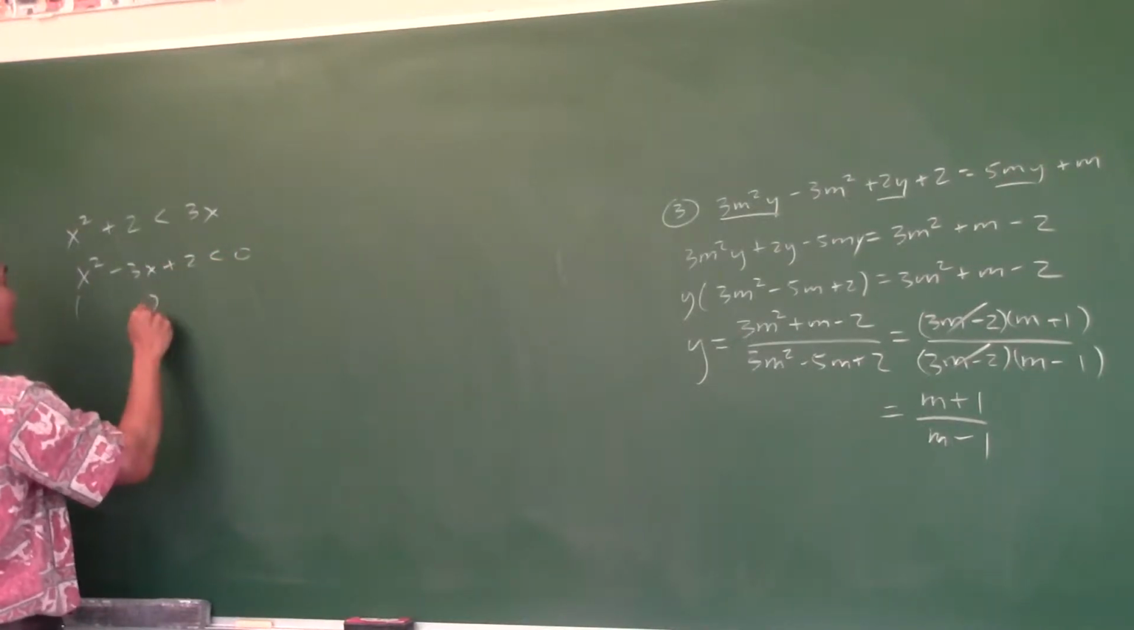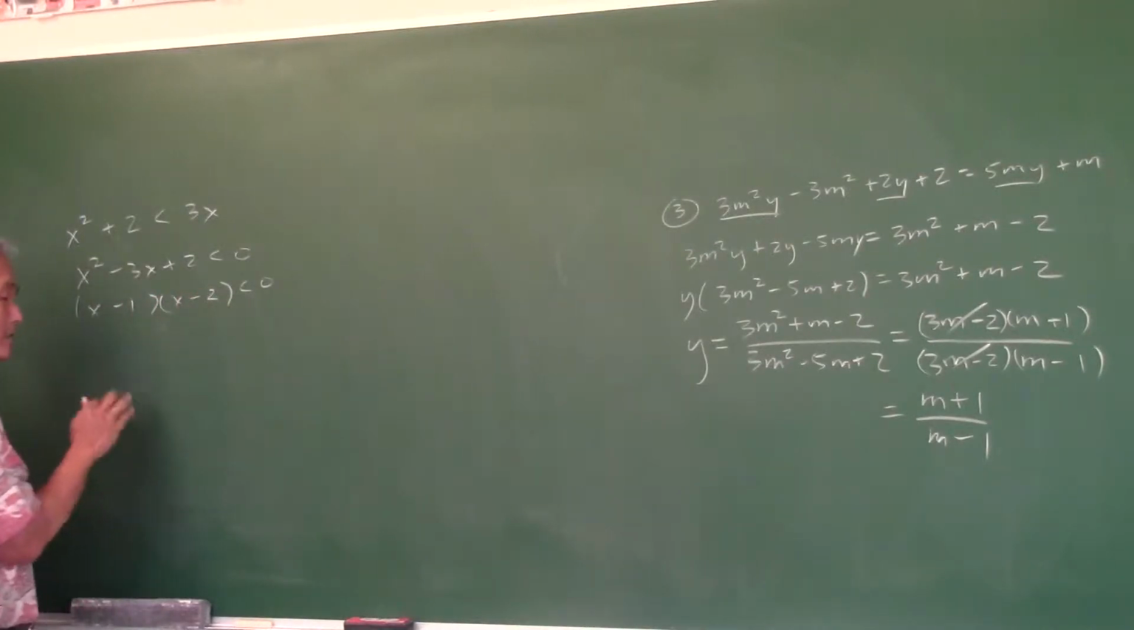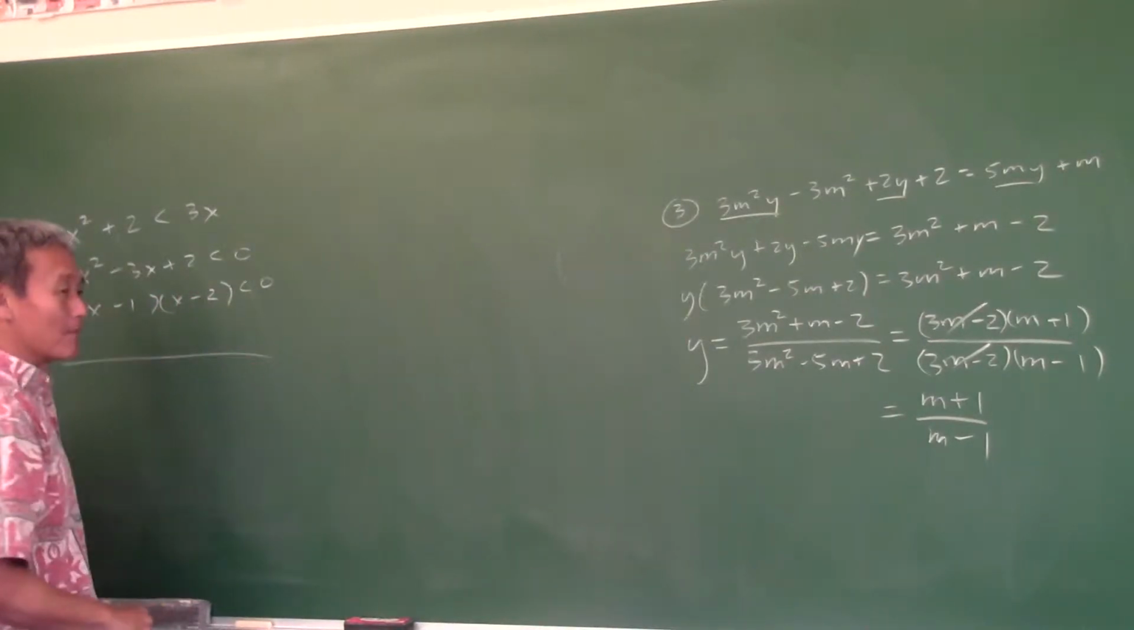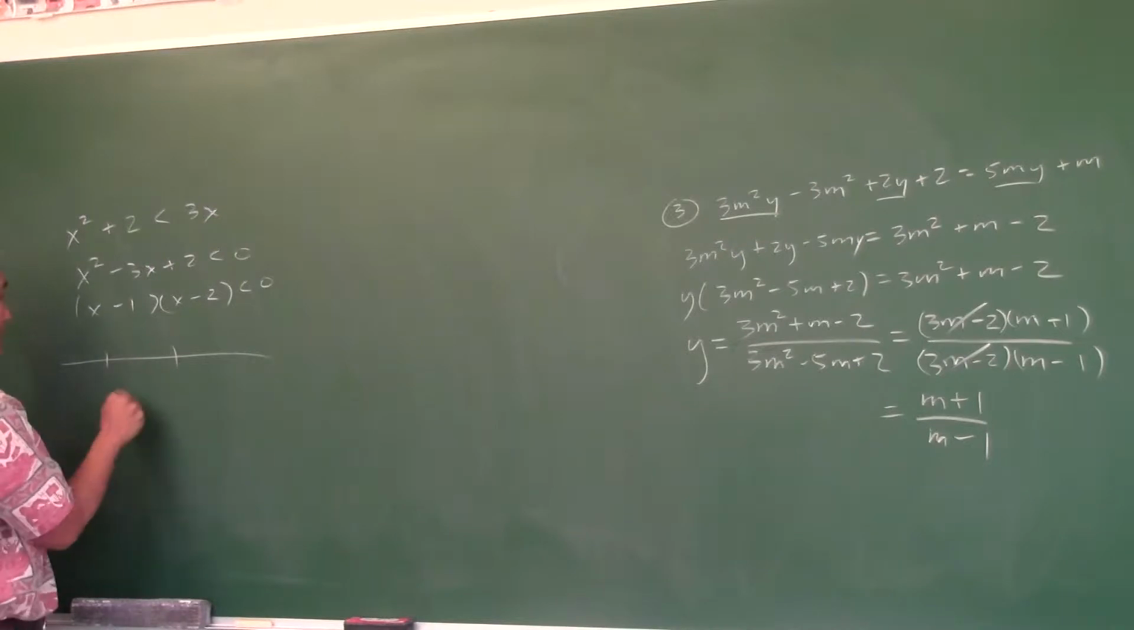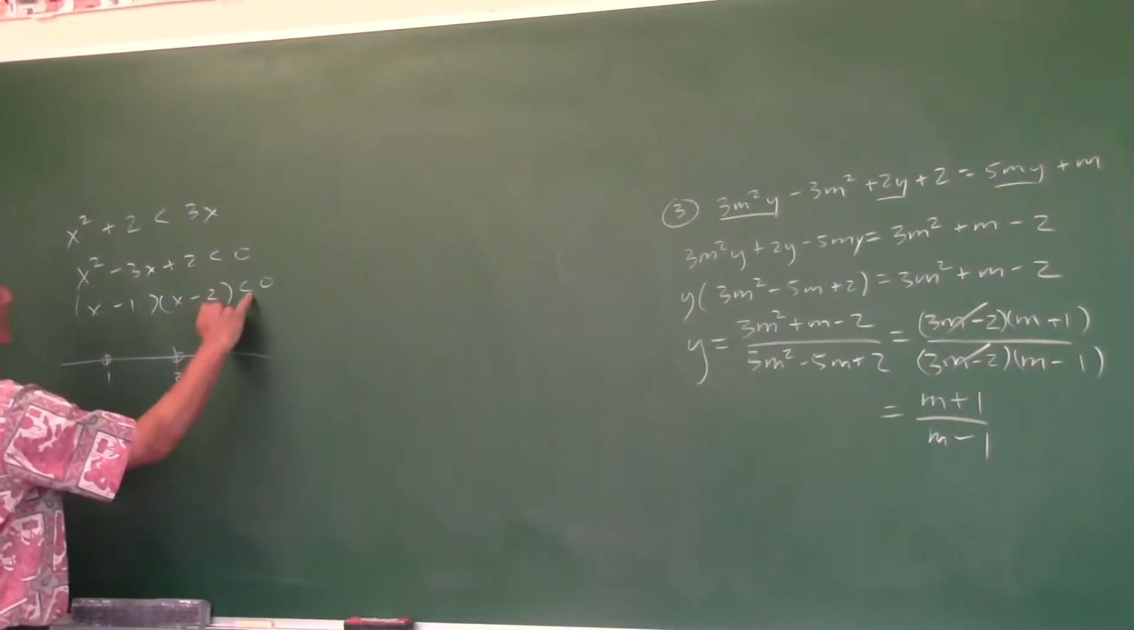And then you factor this side. X minus 1, x minus 2. Once the left side is factored, you make a number line. Okay? Put the zeros on the number line. Both of these will not be part of the solution because it's just less than 0.